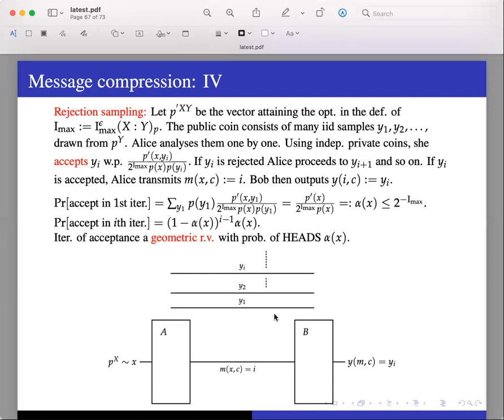Shouldn't there be a conditioning, so this probability of acceptance in the first or ith iteration is conditioned on x being the sample that came up, right? Yeah, there is a conditioning here implicitly. And I want that for the given x, the final output should look like probability of y given x. So x is fixed out here, or if you want, I've conditioned on a little x.